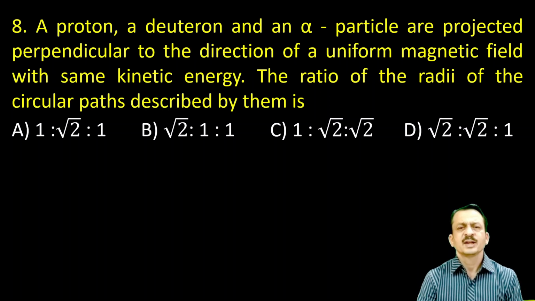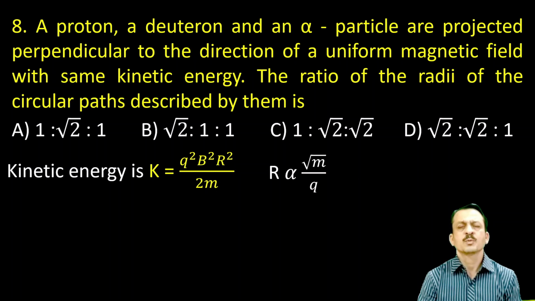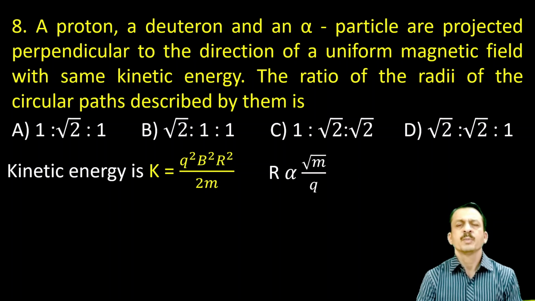Now we know that the expression for kinetic energy in the case of a particle moving in a magnetic field is given by K is equal to Q square B square R square divided by 2m. Since the kinetic energy of all the particles is the same, the radius, we know that already, is directly proportional to the square root of the mass and inversely proportional to the charge. Therefore R is proportional to root m by q.